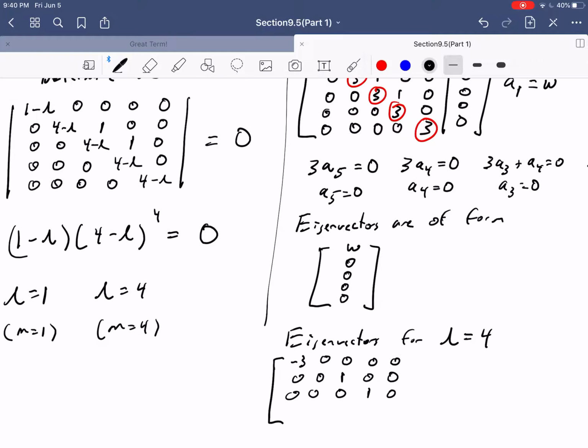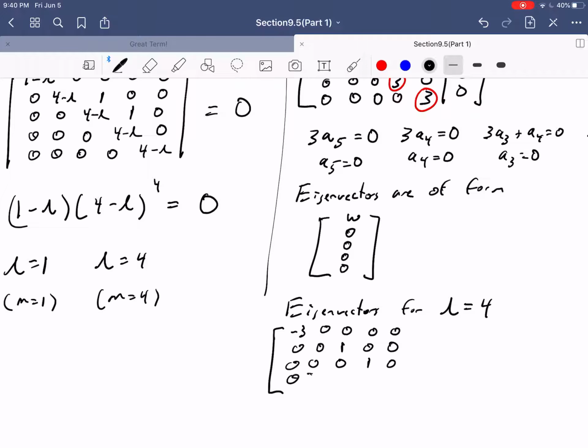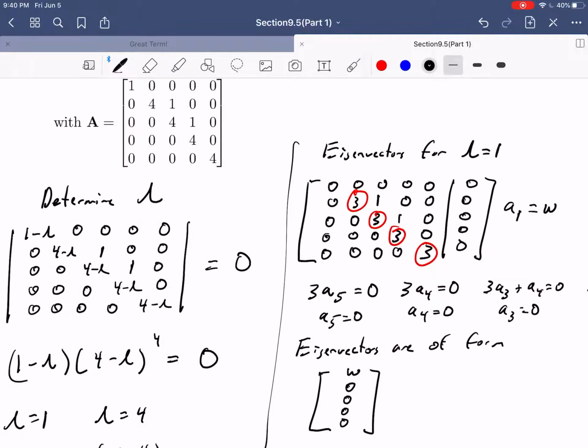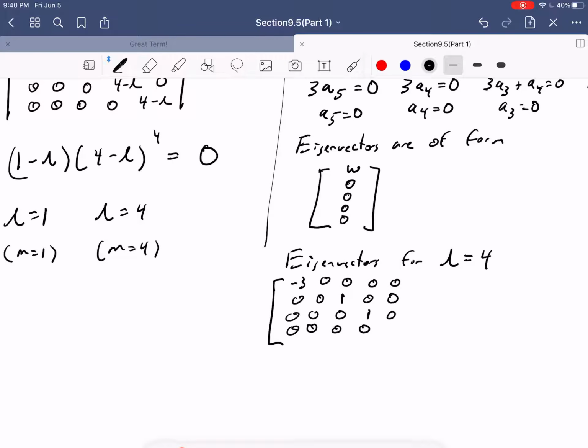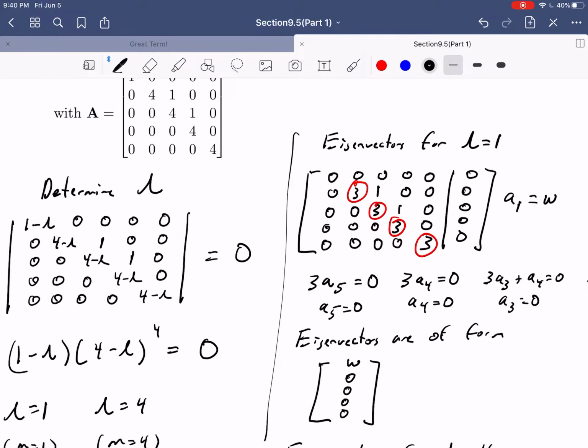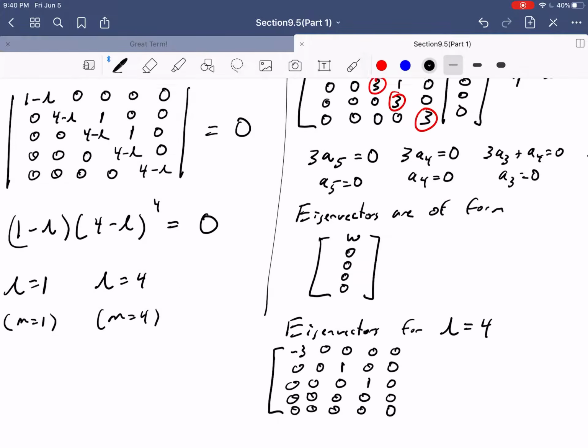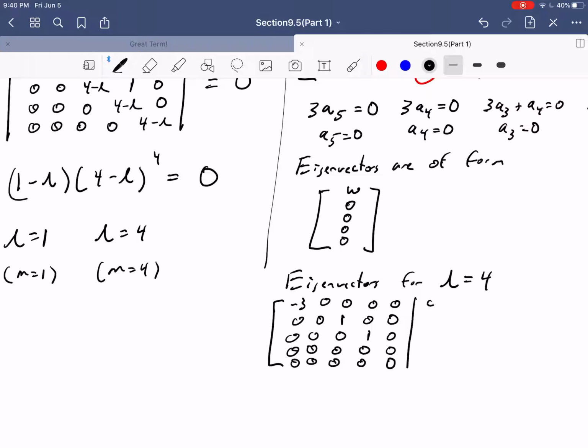And then subtract the 4. So 0, 0, 0, 0, 0. And then 0. And then bottom row, 0, 0, 0, 0, 0. So I think that looks good. Yep, absolutely. And augment that with 0, 0, 0, 0, 0.